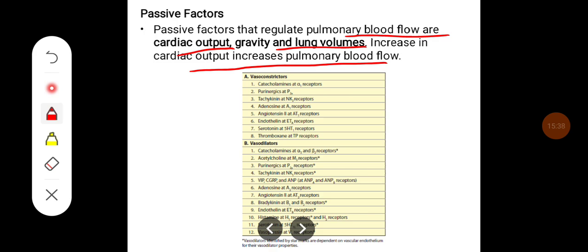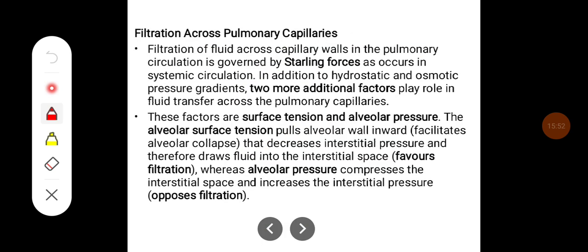Okay. So here are some of the vasoconstrictors and vasodilators which are going to affect the pulmonary blood flow. Okay, so as we have discussed previously, filtration across the pulmonary capillaries.